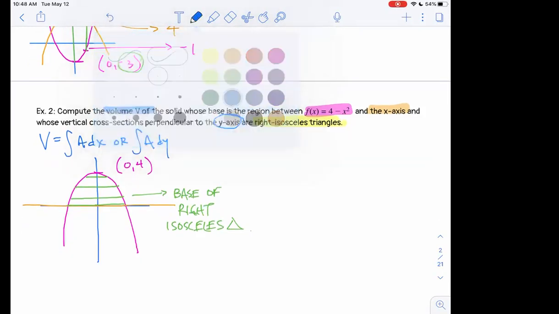So let's decide dx or dy, and then we'll set up our integral. What are our thoughts here? Area dx or area dy?